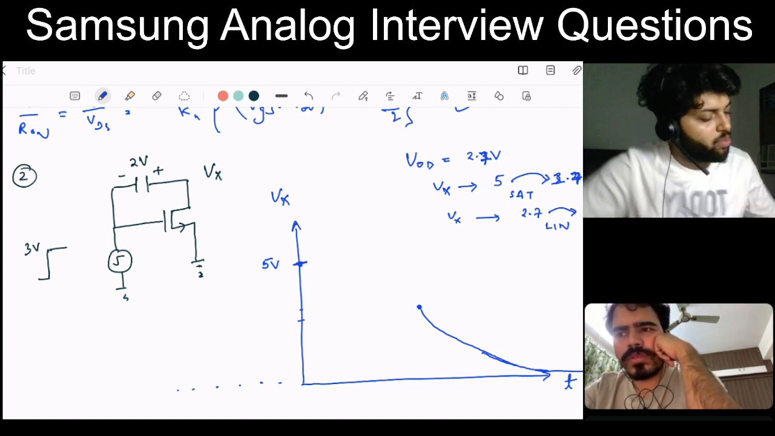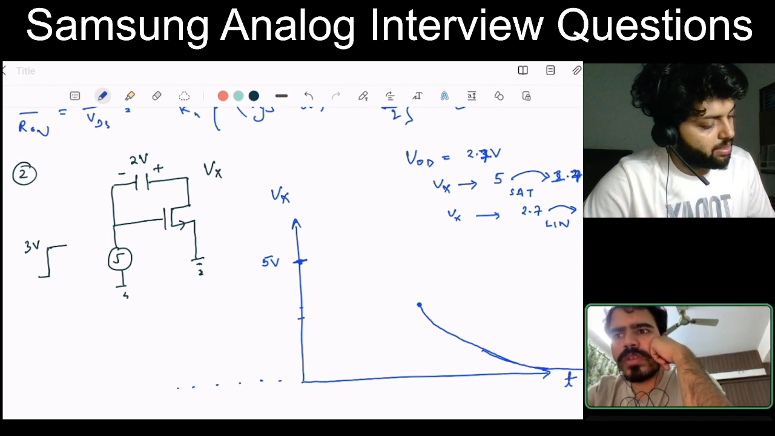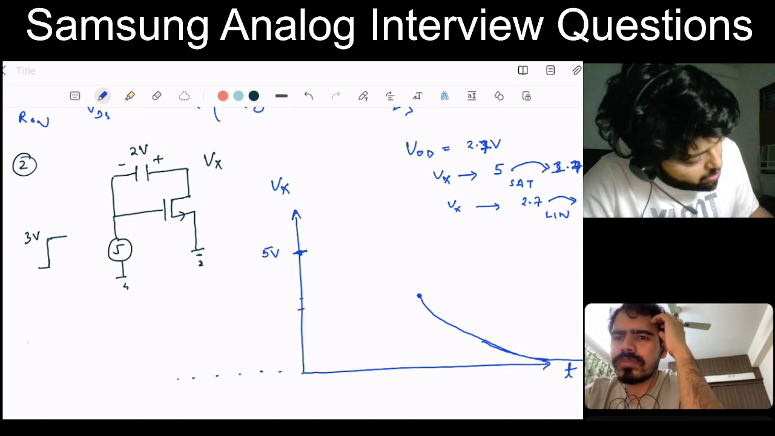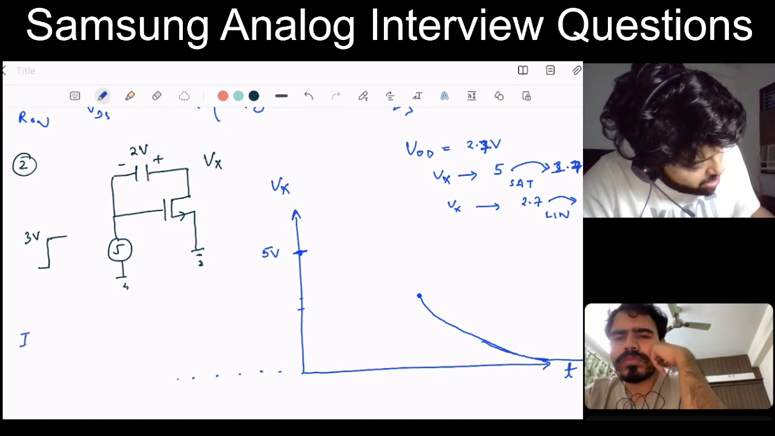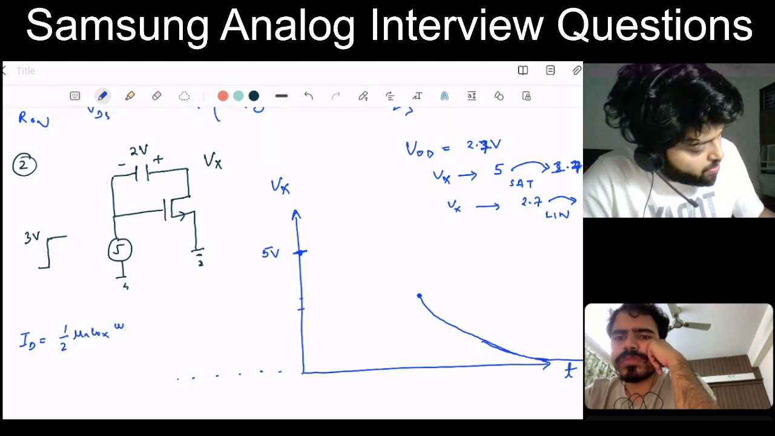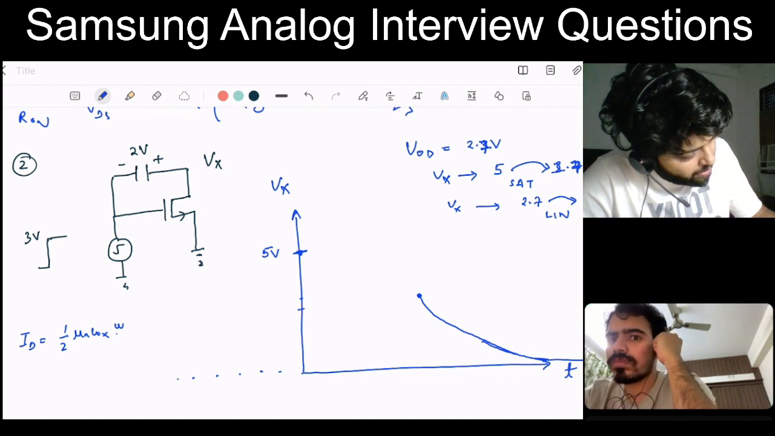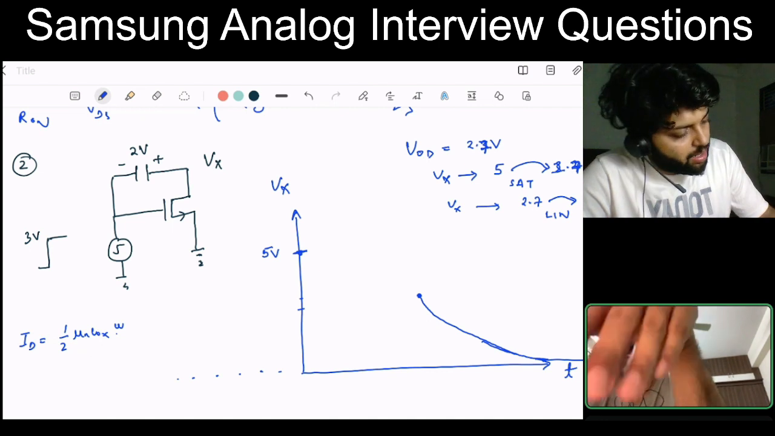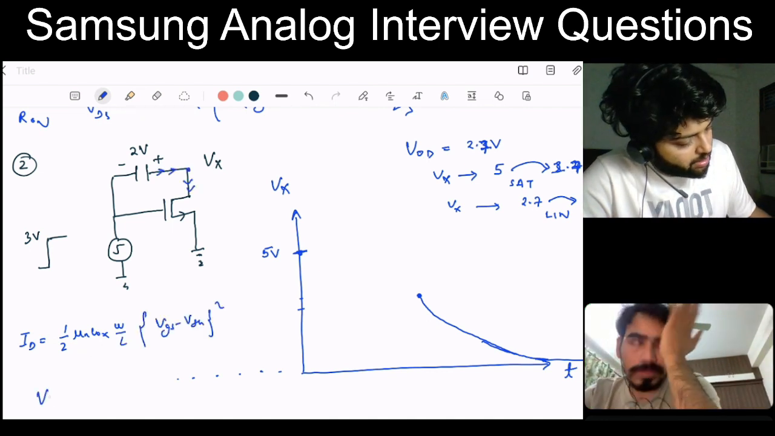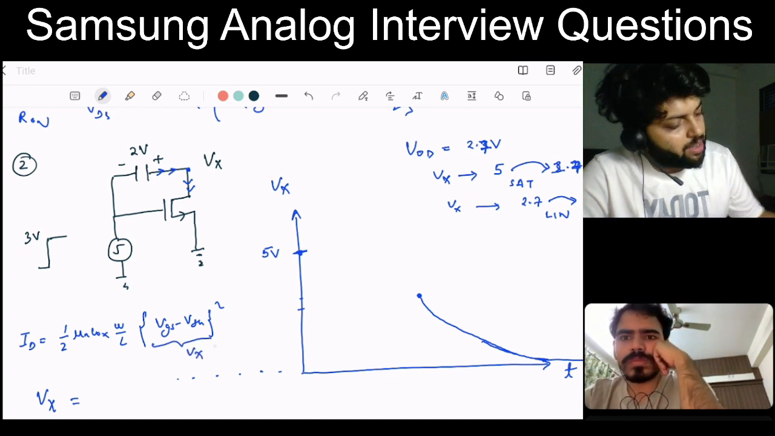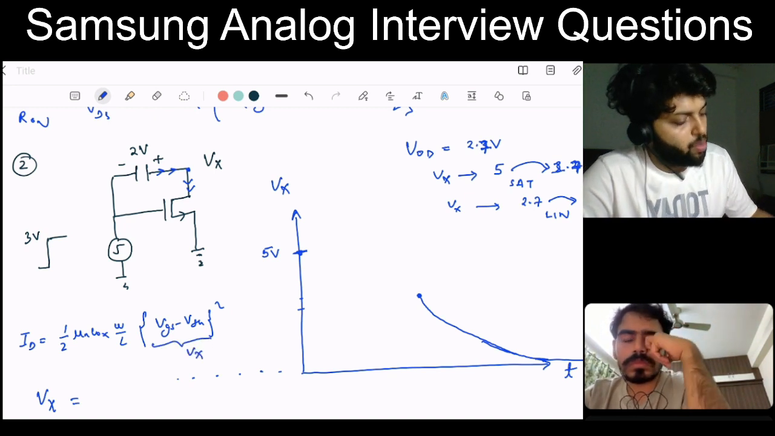Well, we can calculate it using this. We can write the equation basically, the saturation region equation. We know the current in the saturation region is ID equal to half mu n Cox W by L times VGS minus VTH whole squared, right? We know the current from over here, so we can write VGS minus VT directly as Vx. So we can write Vx in the form of ID. We don't want to go into the complications.